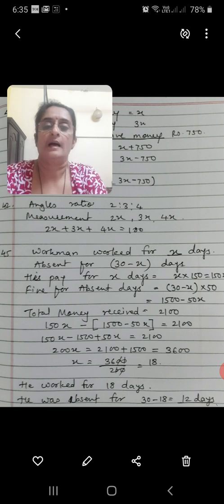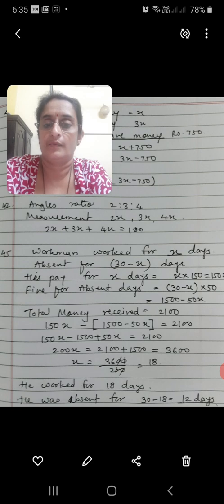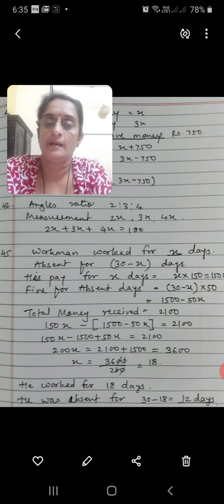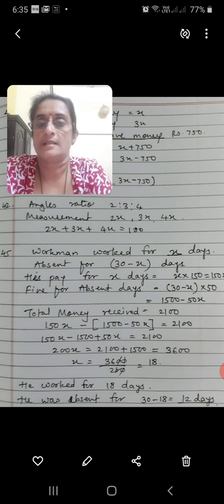Now we'll start. The workman has worked for x days. Fine. So there are 30 days in the month, it is told. He has worked for x days. So how many days is he absent? 30 minus x. So whatever days they worked, the remaining days he is absent. So he worked for x days, he was absent for 30 minus x days. Instead of variables, you consider them as a number. So x is the present number, 30 minus x is the absent number.